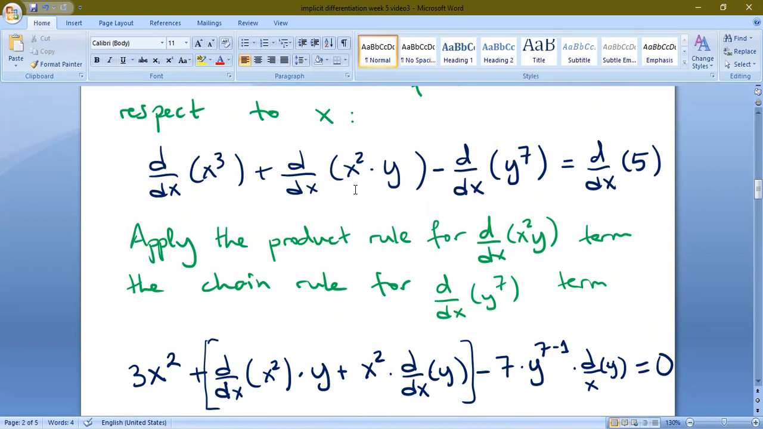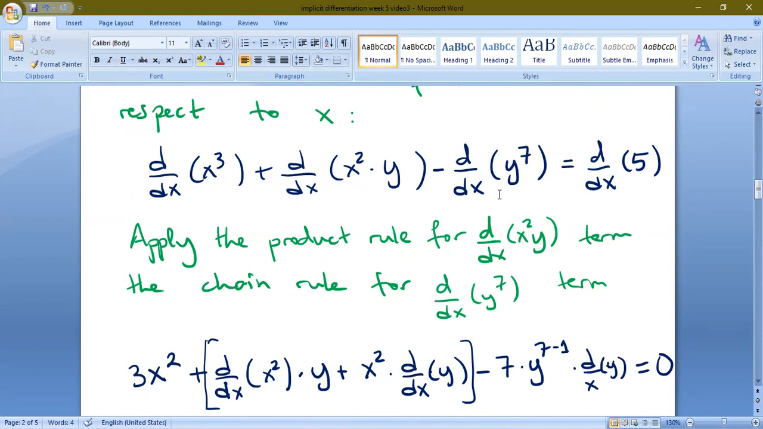What about the second term? Well, we have a product of two functions here, x squared times y. Remember, y is a function of x. It's not just a letter, it's a function. So we could have written just x squared times f of x there, same thing. So we apply the product rule for that. That means the derivative of x squared times y plus x squared times the derivative of y.